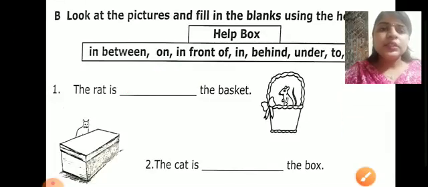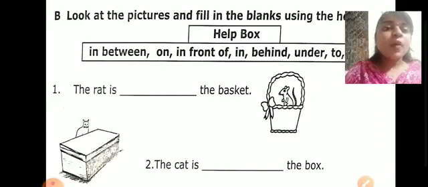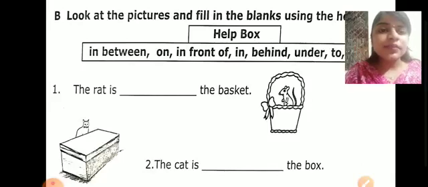Number 2. The cat is dash the box. What will be our answer? The cat is behind the box. Okay, children, can you see in the picture? The cat is behind the box. Yes or no? Yes. So our answer will be behind. Okay, children, write it down.